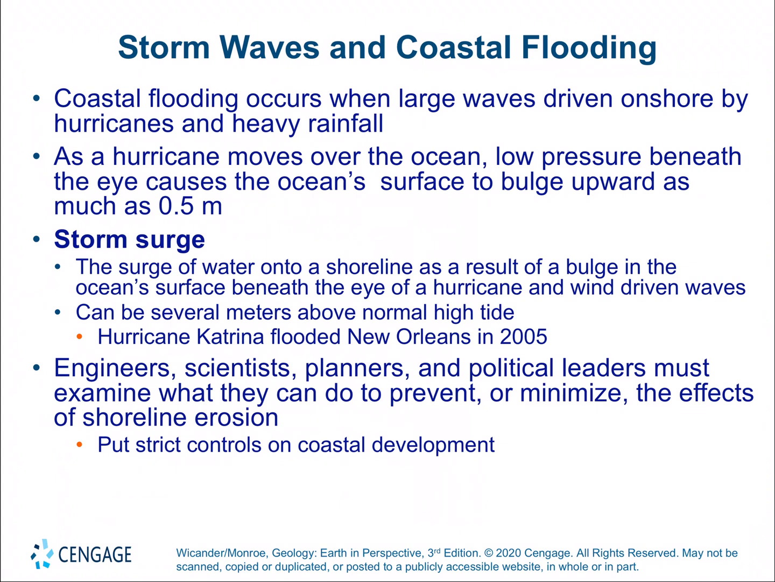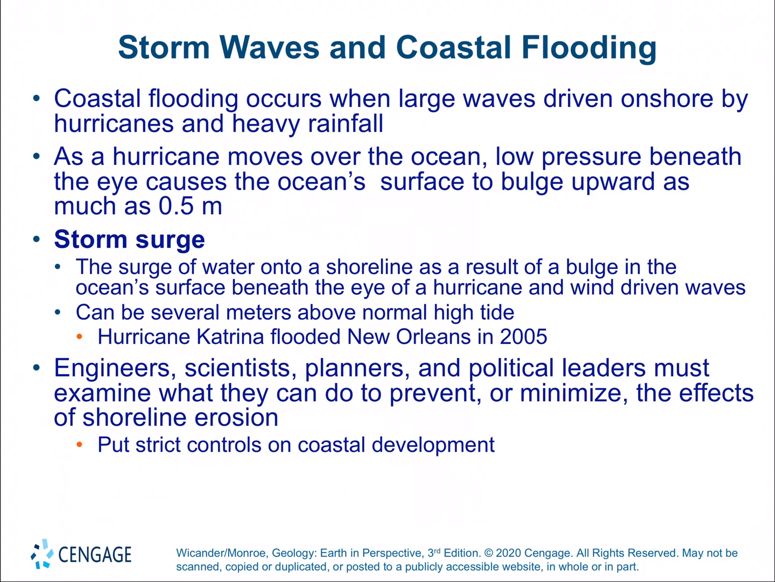Now, we deal with coastal flooding, and coastal flooding occurs when large waves driven onshore by hurricanes and heavy rainfall. So as your hurricane moves over the ocean, the low pressure beneath the eye causes the ocean surface to bulge upward. You're going to have the storm surge, that surge of water onto the shoreline as a result of that bulge in the ocean surface beneath the eye of the hurricane and your wind-driven waves. It can be several meters above normal high tide, like we saw with Hurricane Katrina.